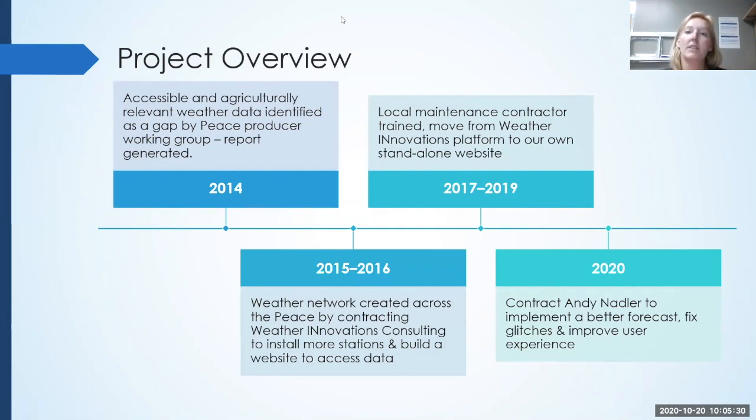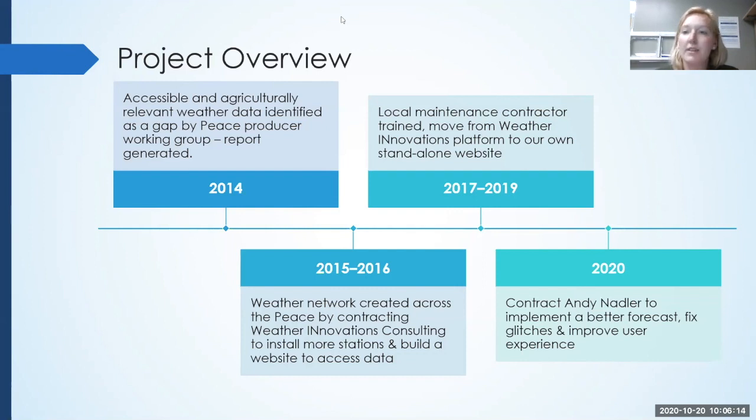It started in 2014. When the Climate Action Initiative first started and went around to all the regions, accessible and agriculturally relevant weather data was identified as a big gap for our producers in the Peace region. A report was then generated, which was done by Weather Innovations and actually completed by Andy when he worked for them. He identified all of the gaps and looked into what weather data was available. Then it was decided that we wanted to have a project where we set up a bunch of stations and got things going in the Peace.